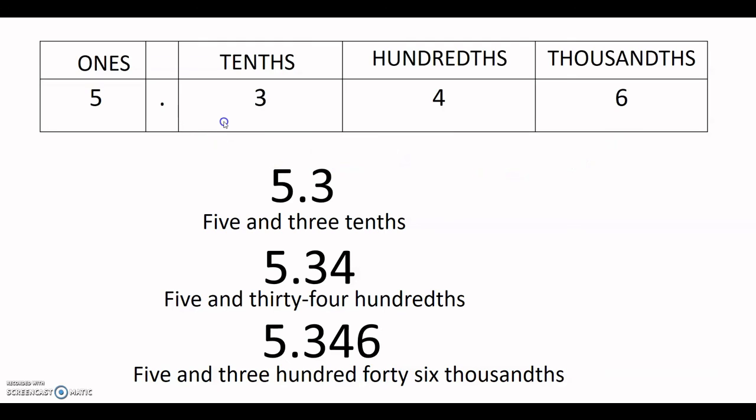Here we have 5 and 346 thousandths. The place value of 5 is ones, the whole number place. The place value of 3 is tenths, the place value of 4 is hundredths, and the place value of 6 is thousandths.